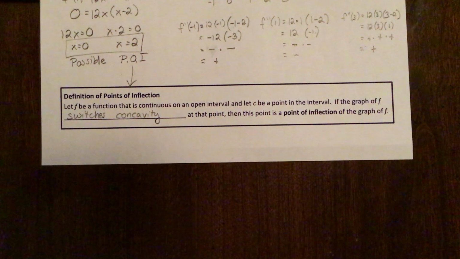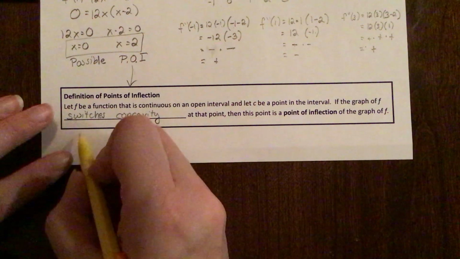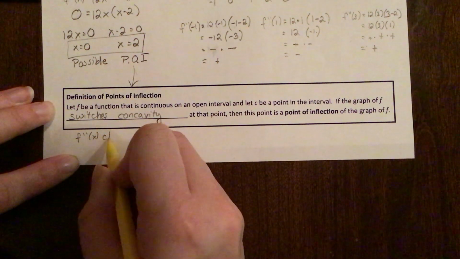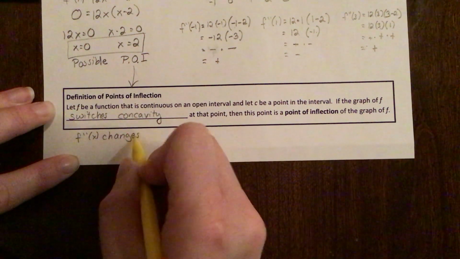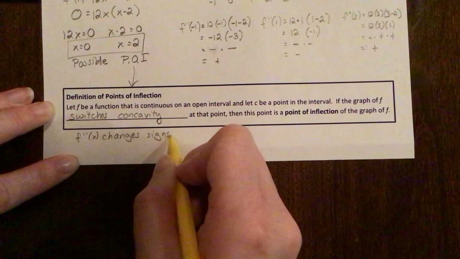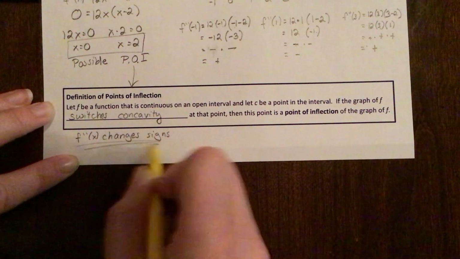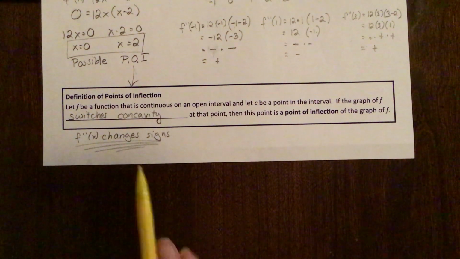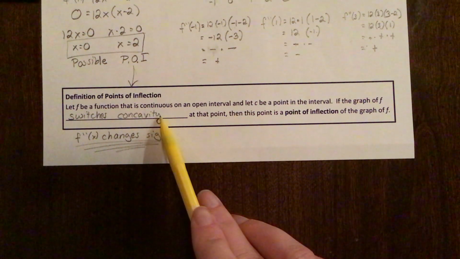Switches concavity, changes concavity. There's another way to say that: f double prime of x changes signs. This is a really big deal. That's going to be your reasoning. So if you are told that your graph switches concavity, great.